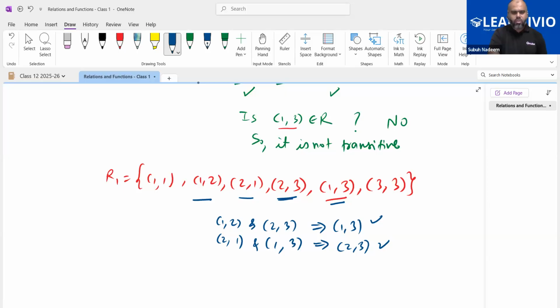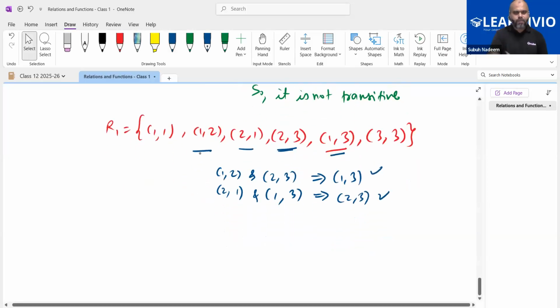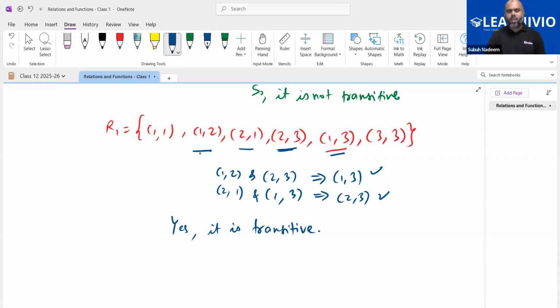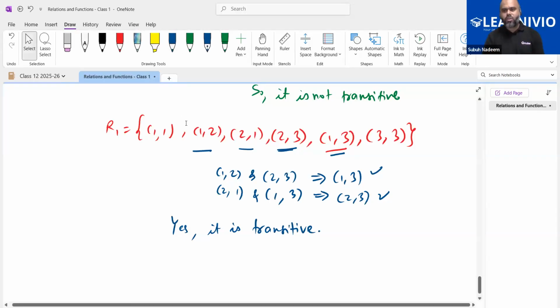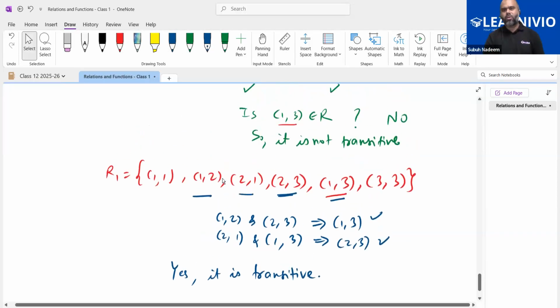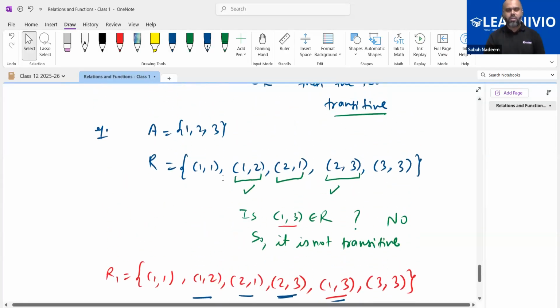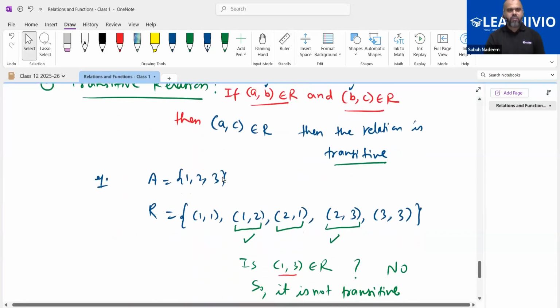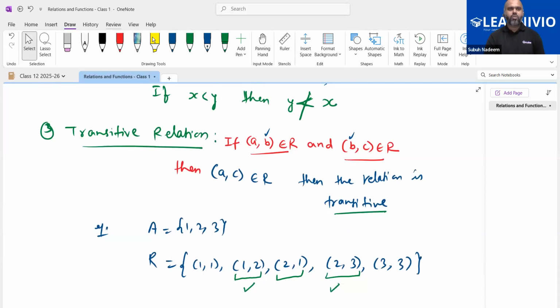So now we say yes, it is transitive. So we have to see all the possibilities, not only one possibility. If any one possibility is not there, then we'll say that it is not transitive. So write this first, then we'll see the above example also.